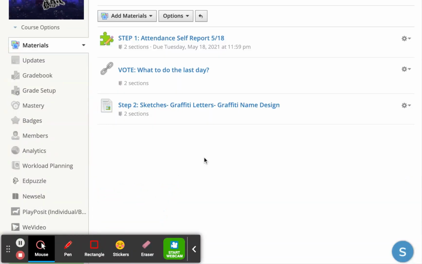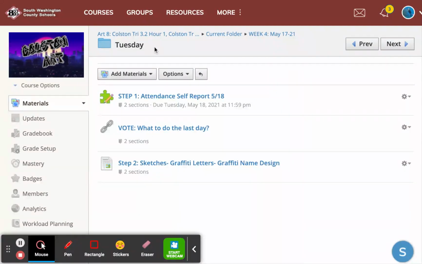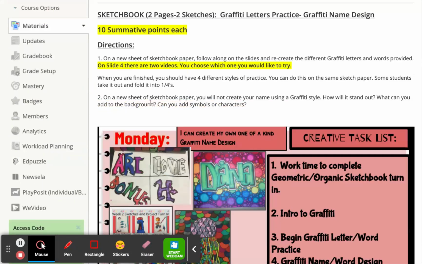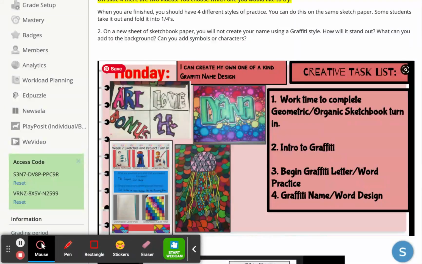But if everybody could just flip your iPads, pause your music, and take a quick break and look at the screen. I am in today's folder, so week 4, Tuesday folder, and then step 2. So we are going to go over graffiti and all sorts of information about graffiti tomorrow. So I'll switch that intro to graffiti to tomorrow.